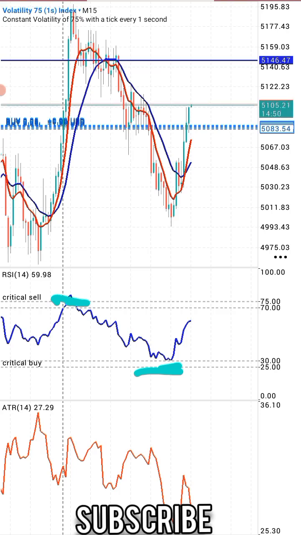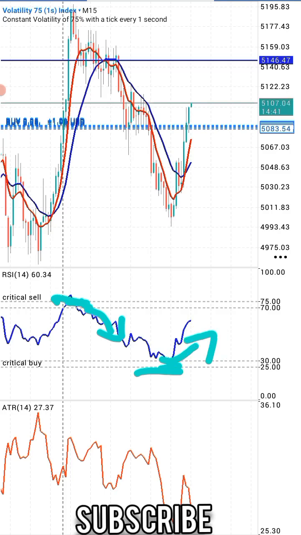Now, when it's reached 70 is our level for us to expect what? Sell. When it reaches 30 is our level for us to what? Expect buy. And that is how it is.